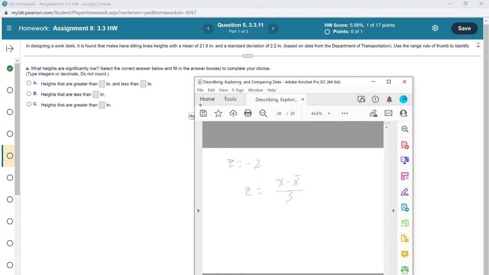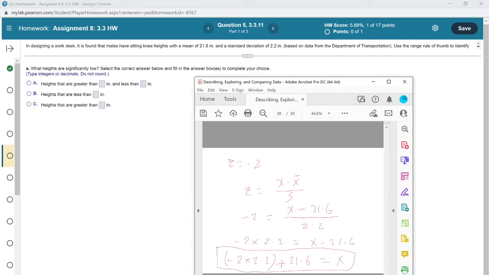So Z is -2. We don't know the data. The mean is given, it's 21.6, and the standard deviation is 2.2. Plug in these values, and multiply both sides by 2.2. So that is 2.2 times -2 equals x minus 21.6. To solve this, multiply and add 21.6 to both sides. So -2 times 2.2 plus 21.6 equals x. Anything less than this data value is called significantly low.